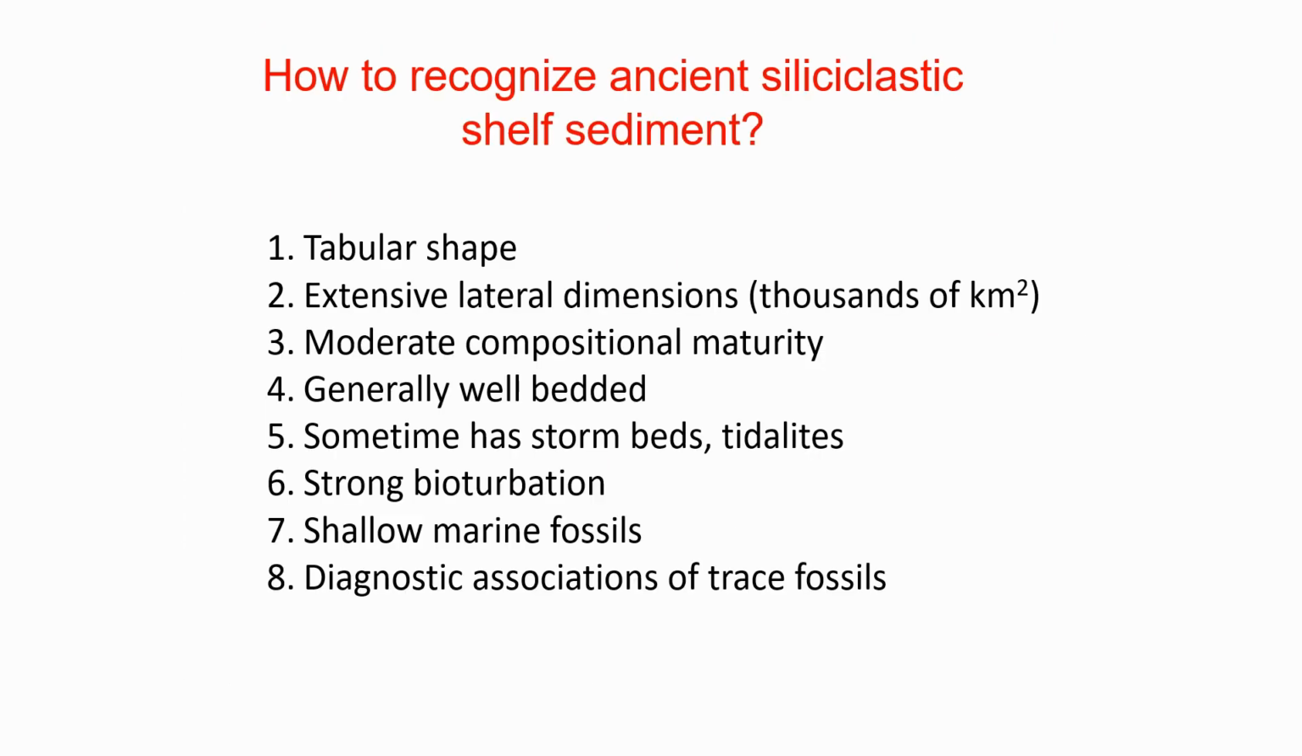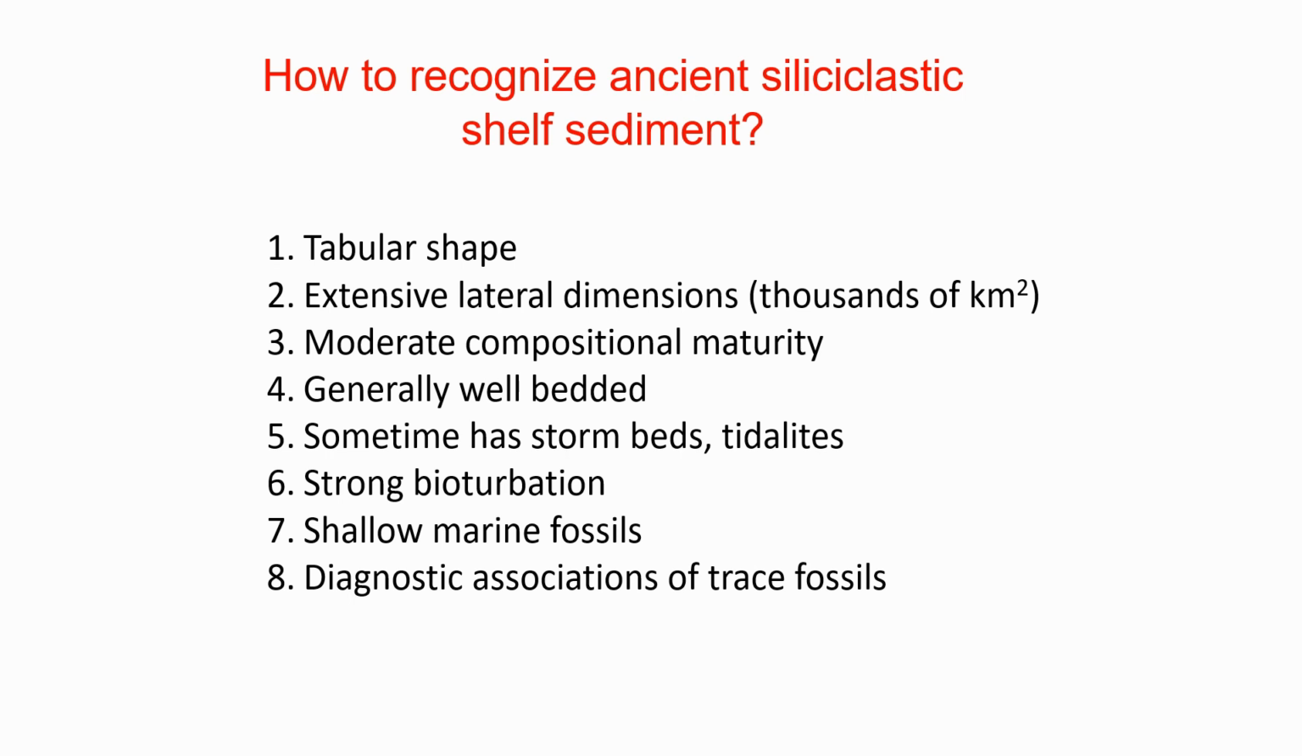So how do we recognize the continental shelf deposit? Number one is a tabular shape. The tabular shape means that, comparing to fluvial deposit, where the thickness of the point bar deposit is decreasing to both lateral directions and it's thinning, the body is thick and it thins towards both ends, while the continental shelf deposit does not thin in the lateral directions. So it is a tabular shape bed.